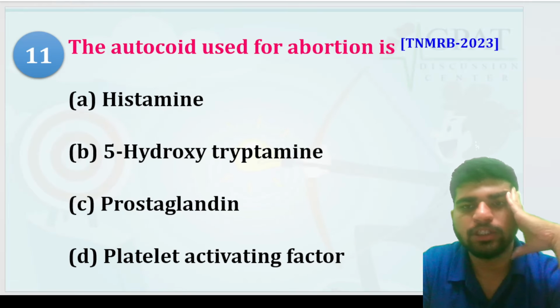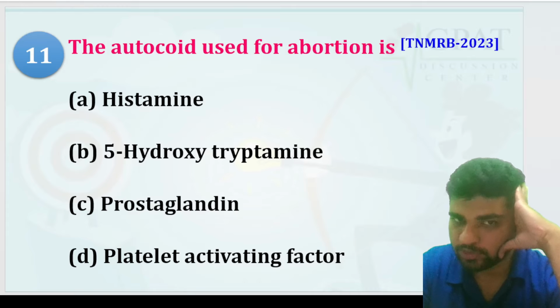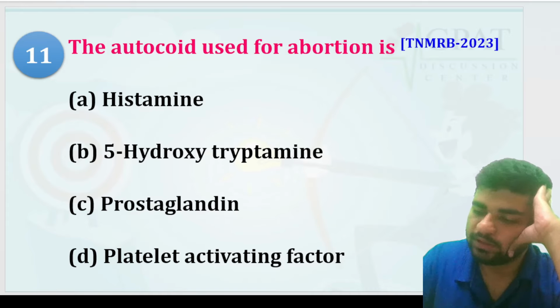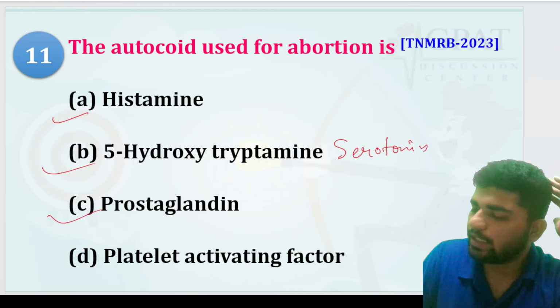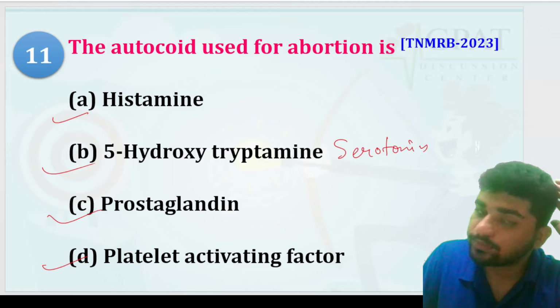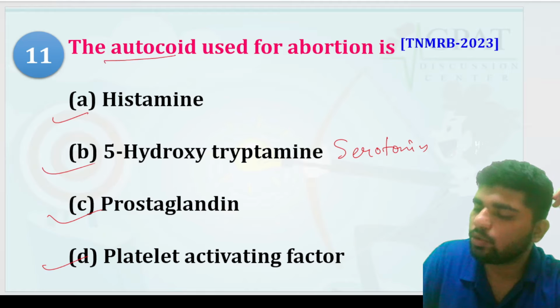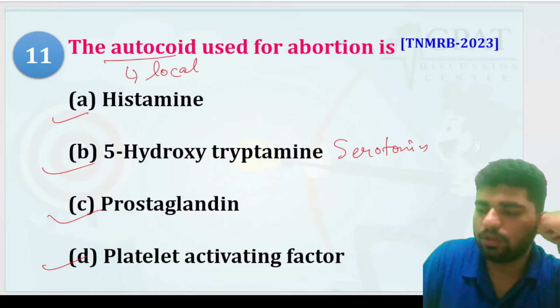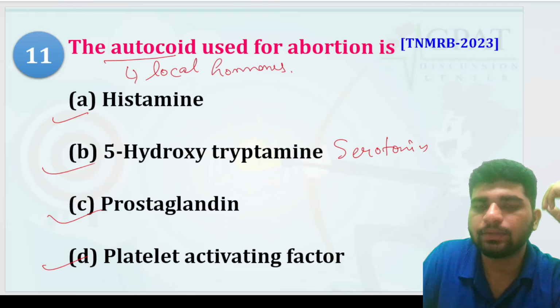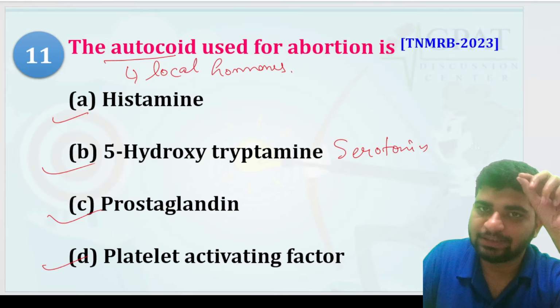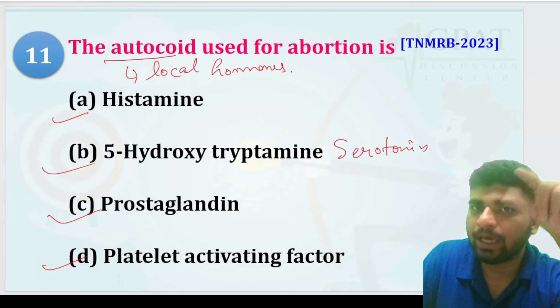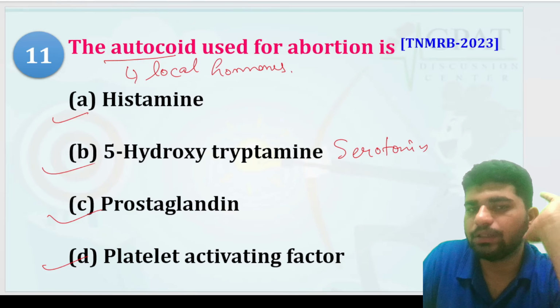The autacoid used for abortion, that is histamine, 5-hydroxytryptamine, that is serotonin, prostaglandin, or platelet activating factor. What is it? Autacoids are the local hormones which are generally synthesized and show their effect at the same site. They are synthesized at the same site and only there they show their effects.